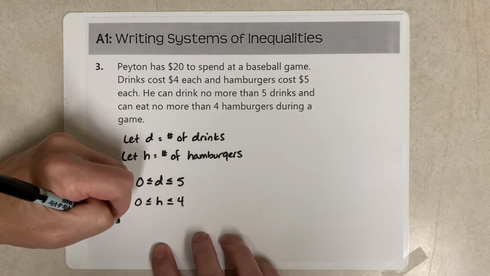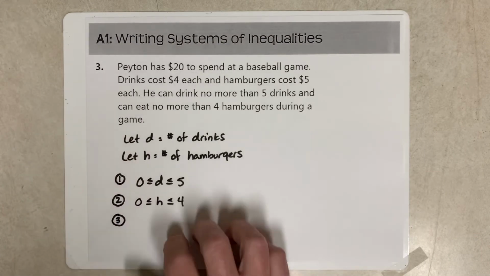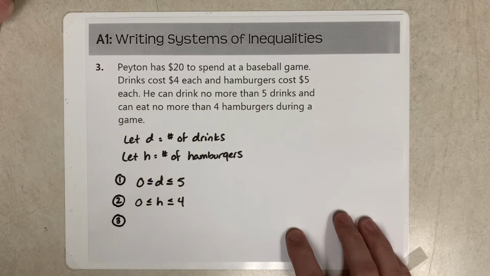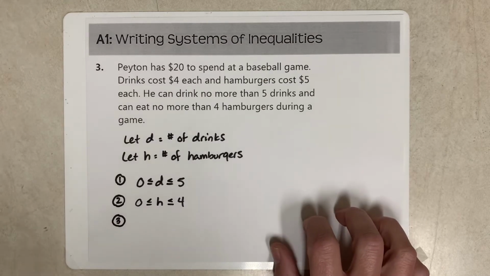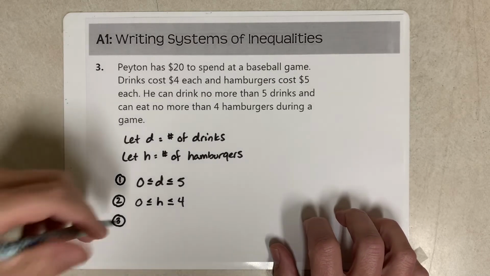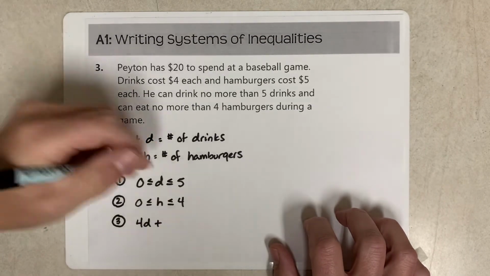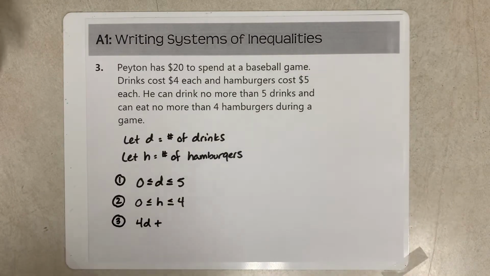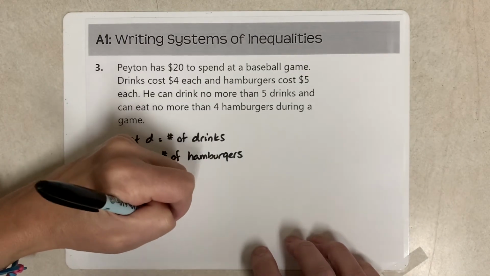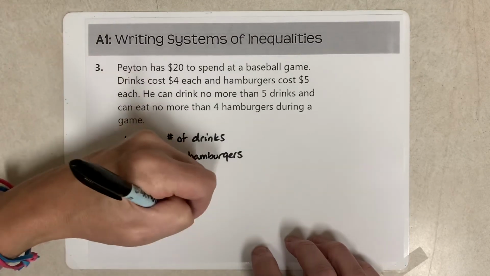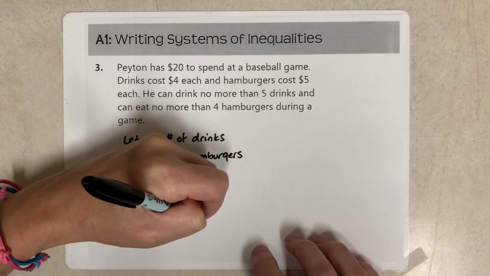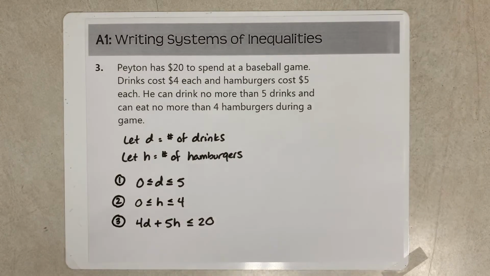Then we have another one dealing with the amount of money that he has. And he only has $20 to spend. And so of that $20 to spend, drinks are going to cost $4 each. So $4 per drink, 4D, plus $5 per hamburger, 5H, has to be less than or equal to 20 this time, because he can't go over $20. He can spend $20, that's why it's the equals part, or he can be under $20 and save some money, and that's why it's less than or equal to.